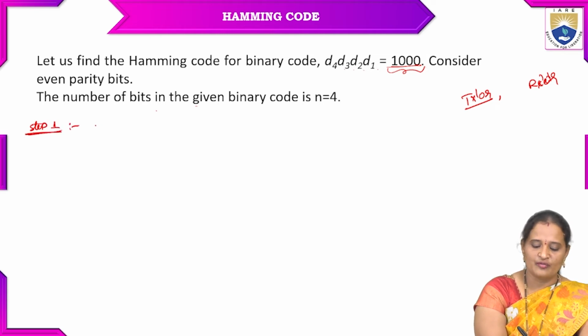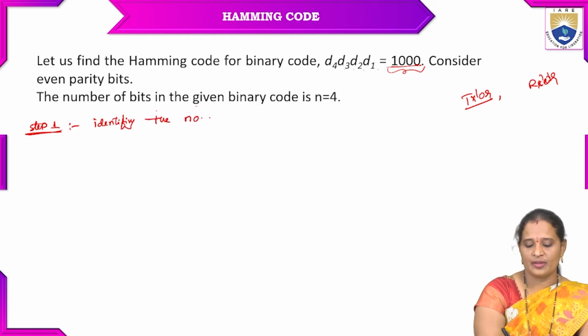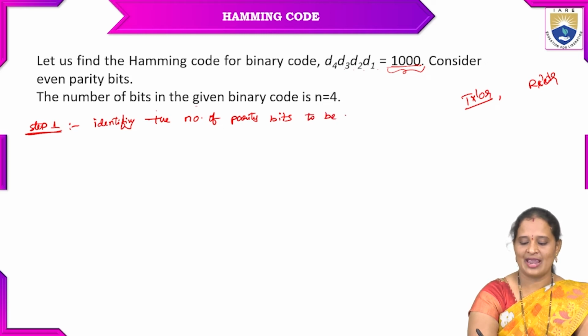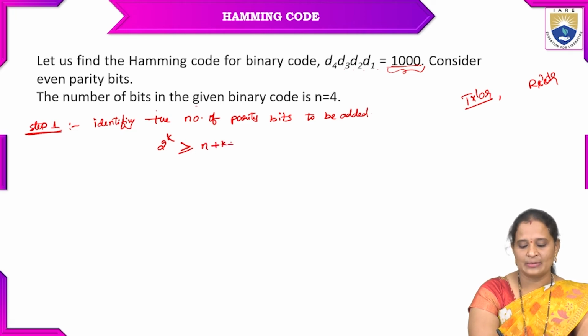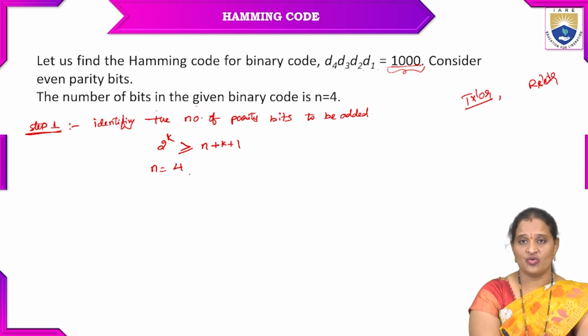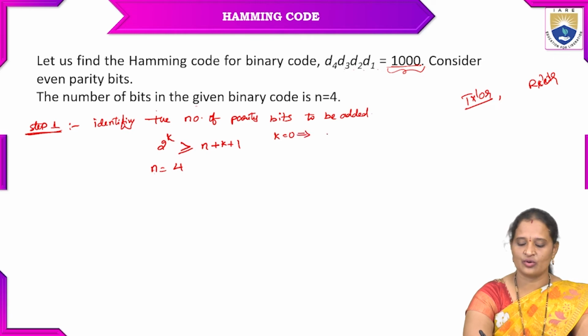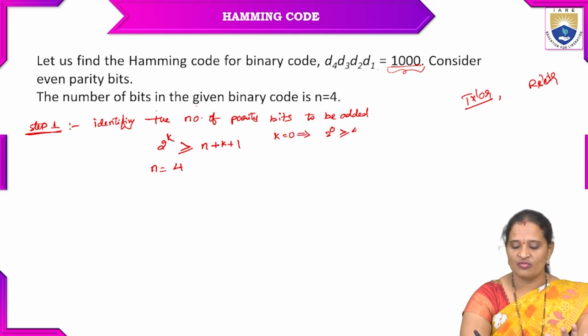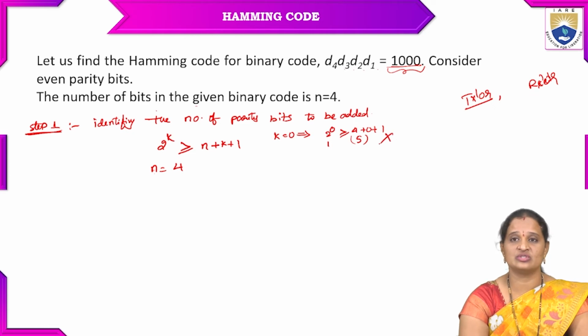Let us consider step 1. We need to identify the number of parity bits to be added. How can we identify this? Based on the criterion 2 power k greater than or equal to n plus k plus 1. What is n here? The number of bits in the message, which is 4. Now, if I take k equal to 0, it is a trial and error method. Is 2 power 0 greater than or equal to 4 plus 0 plus 1? What is this side? 5. Is 1 greater than or equal to 5? No. So k equal to 0 is not valid.